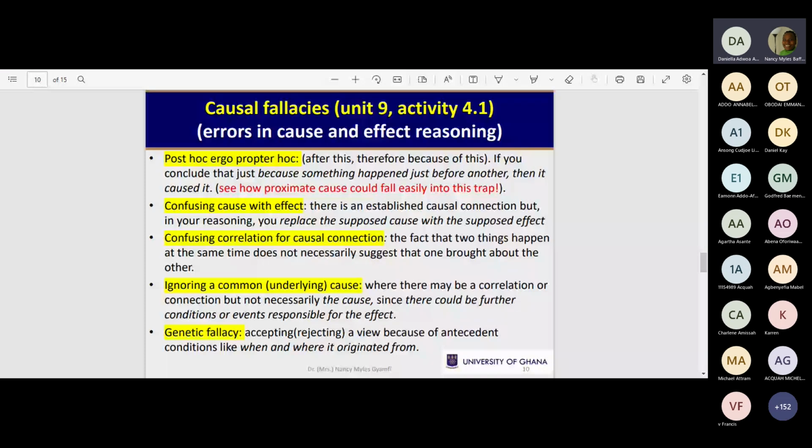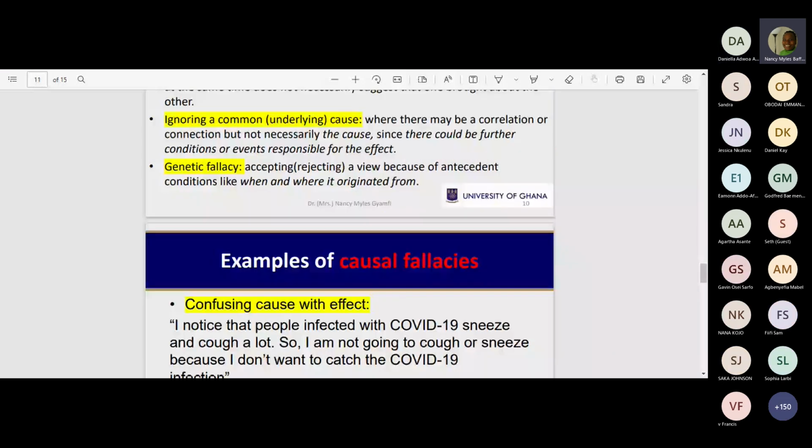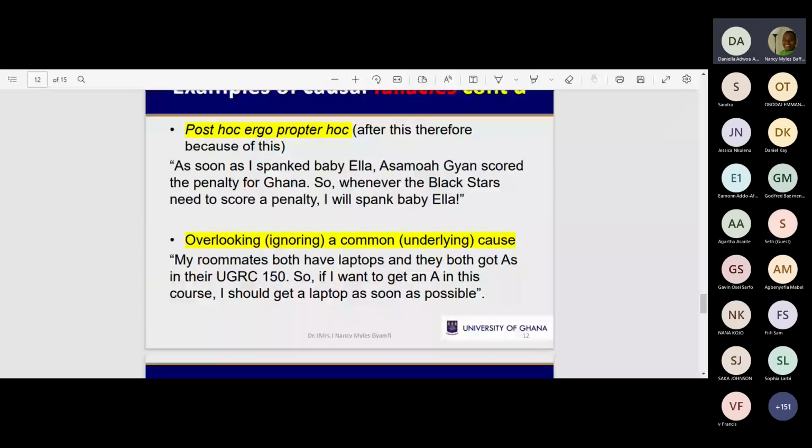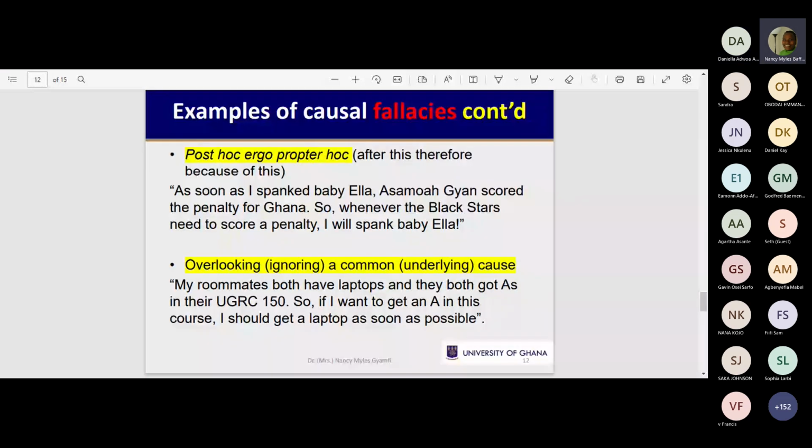Okay, you are still reading the example, which is fine. So let me just go there. Here it is. When you overlook or ignore a common underlying cause, you will commit a fallacy. We are saying that here there is a causal connection. Like the person is saying, whenever my roommates, there are two of them, both of them had laptops and they did very well in critical thinking.